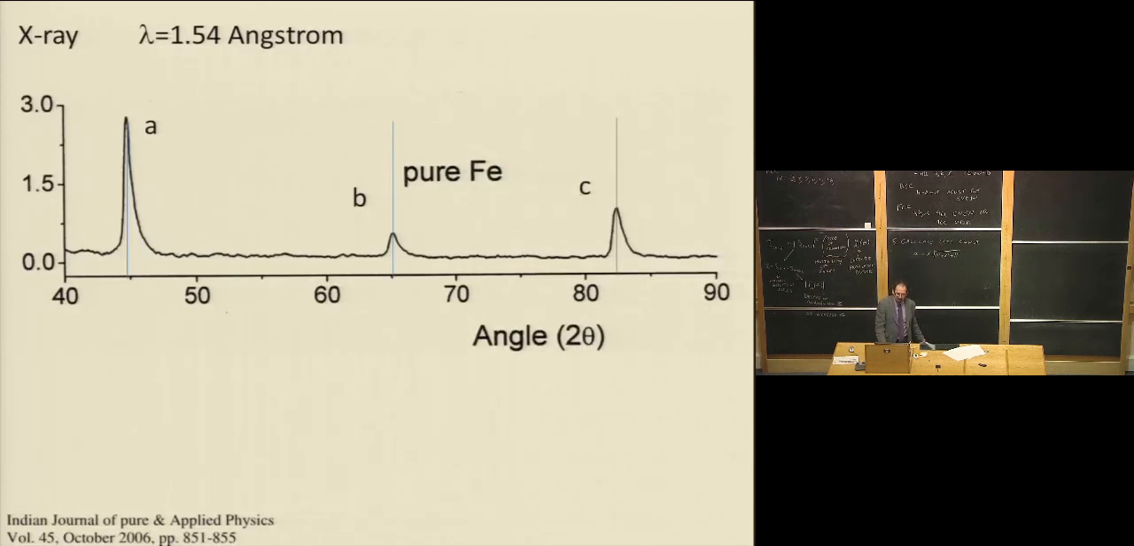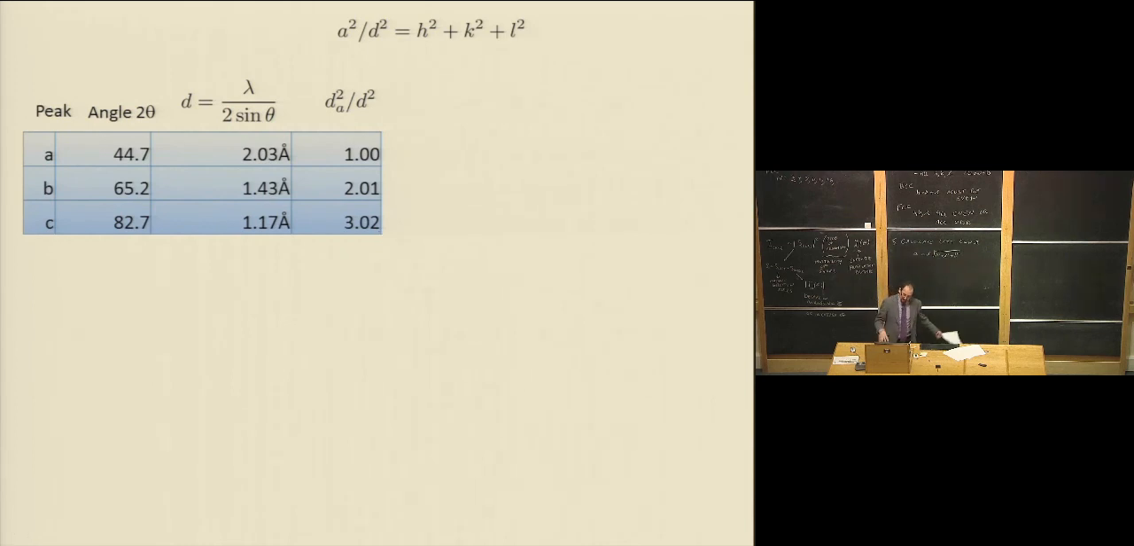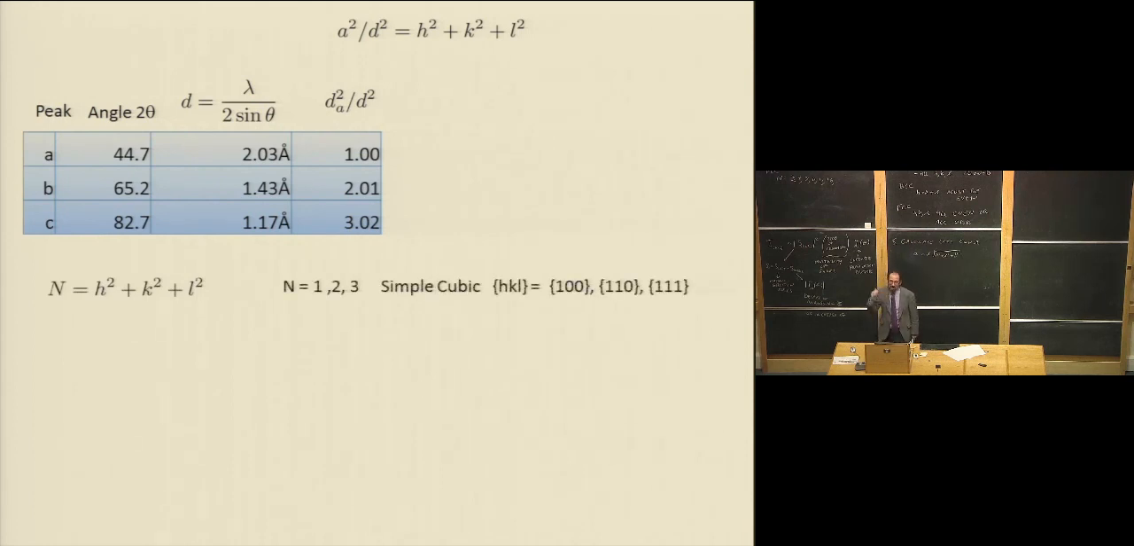So we go through the same exercise of measuring the angles, calculating the lattice plane spacing, and taking the ratio of the first lattice plane spacing to the various lattice plane spacings. d squared, 2.03 squared over 1.4 squared is 2, 2.03 squared over 1.17 squared is about 3. We realize those are in the integer ratios of 1, 2, and 3. So those could be two possibilities. Either it's simple cubic, and then these scattering peaks correspond to 1-0-0, 1-1-0, and 1-1-1, meaning this integer n, h squared plus k squared plus l squared, is 1, 2, or 3. Or it could be n is 2, 4, and 6. Those would still be in the ratio of 1, 2, and 3, but they would correspond to Miller indices of 1-1-0, 2-0-0, and 2-1-1, which, when squared and added up, give you 2, 4, and 6. So we don't know which one it is just by looking at this data.